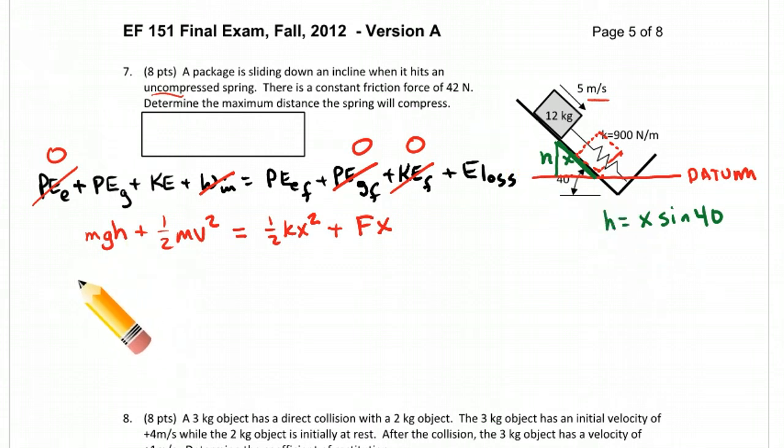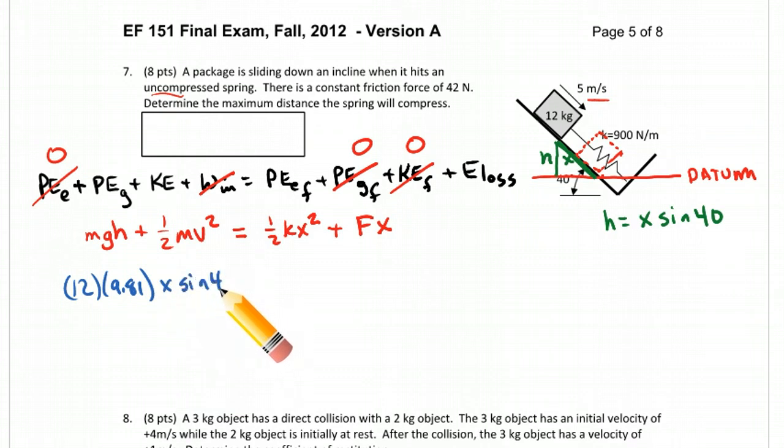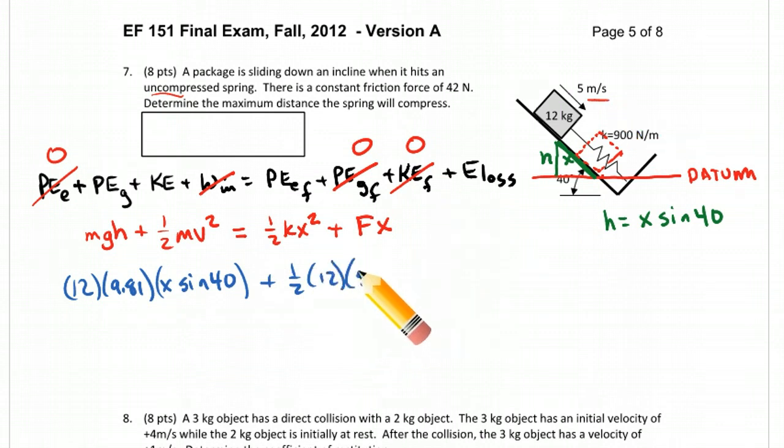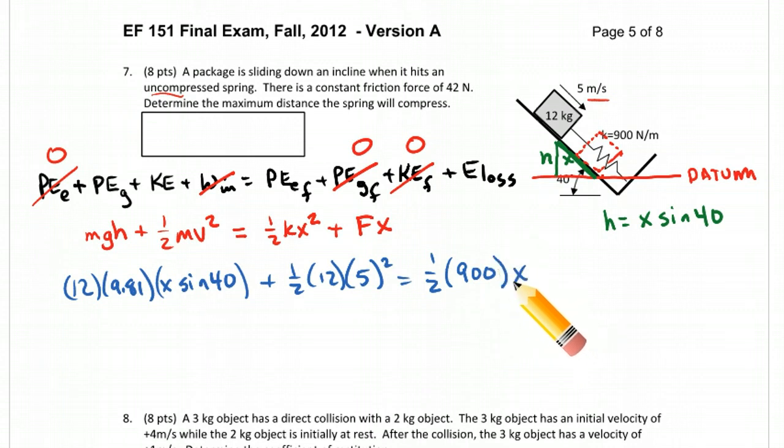Okay, so now we can plug in some numbers. 12 kilograms, 9.81. H was x sine 40. Okay, plus 1/2, 12, 5 squared. It's equal to 1/2 K, 900 newtons per meter, x squared, plus our friction force, 42 newtons, times x.